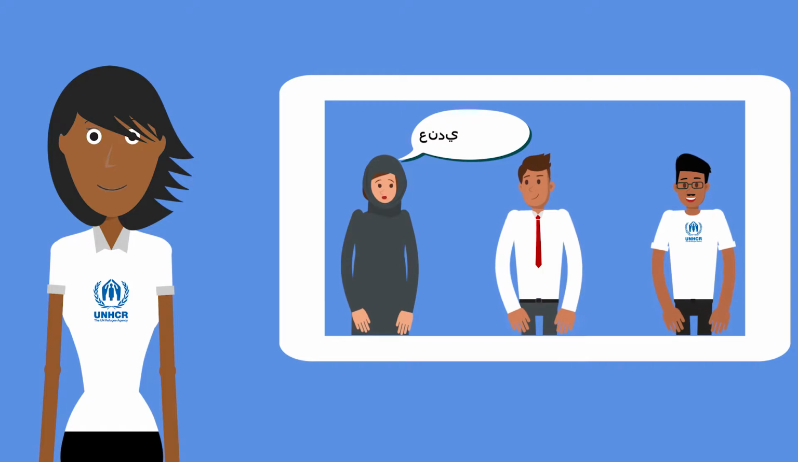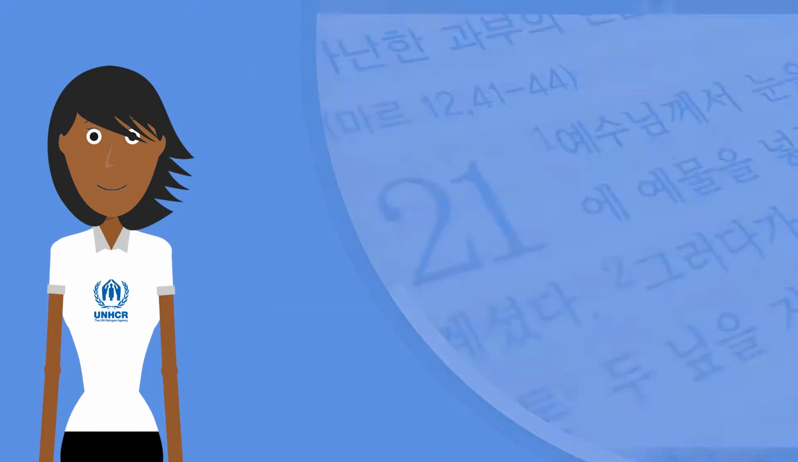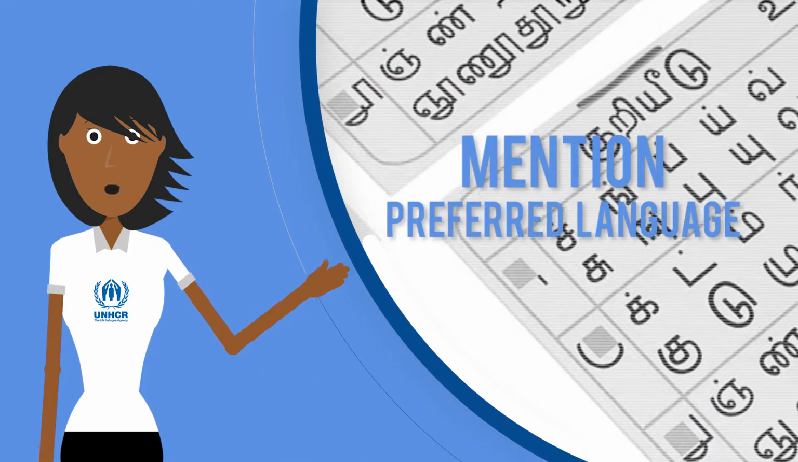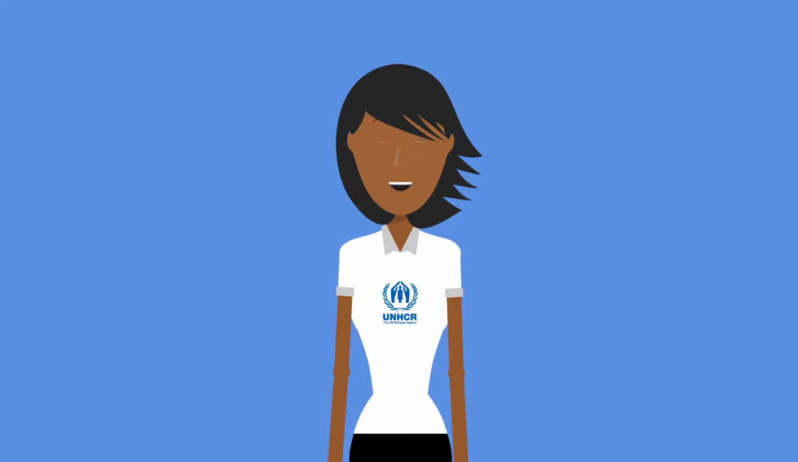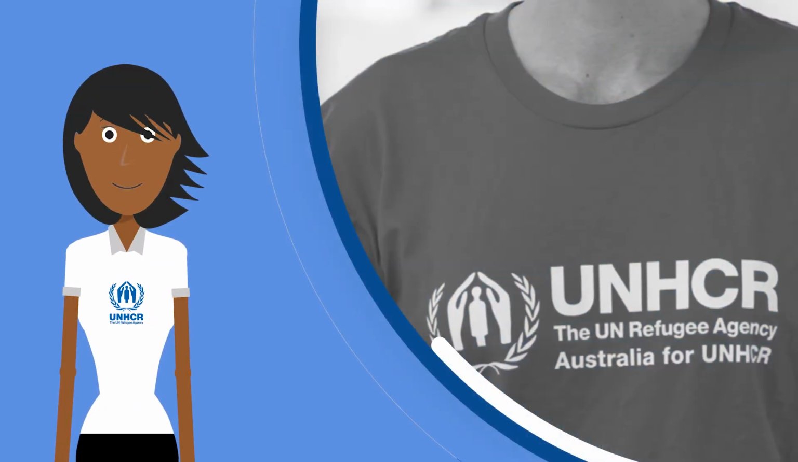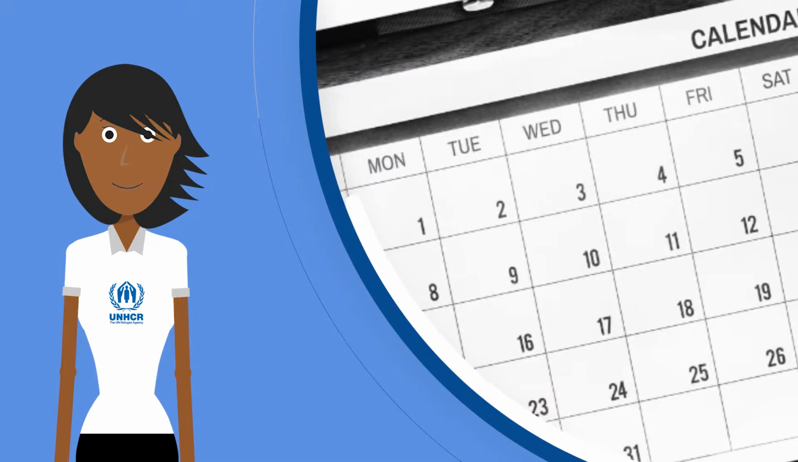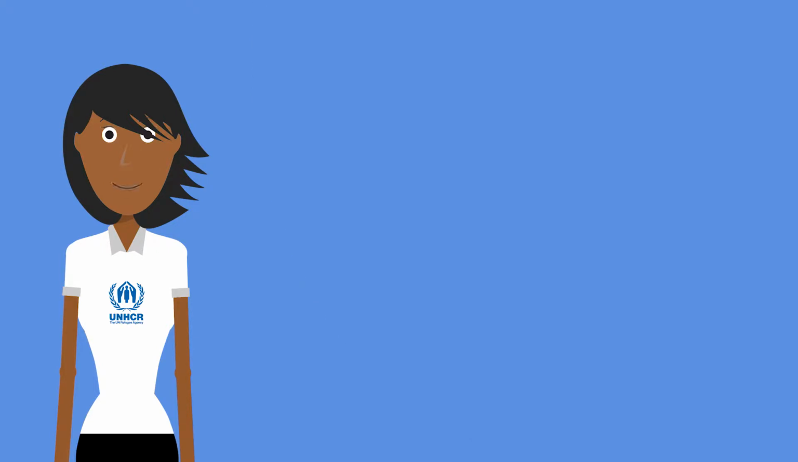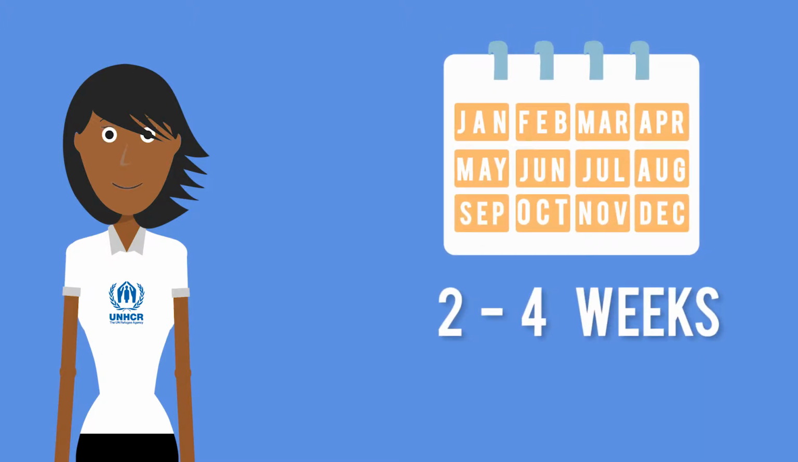If you are unable to speak English, UNHCR can arrange an interpreter for you. Please remember to mention your preferred language in the new arrival information sheet after submitting your application. Registration staff from UNHCR will call you and give you the date and the time of your registration appointment. This will take place usually within 2 to 4 weeks from your initial approach to UNHCR.